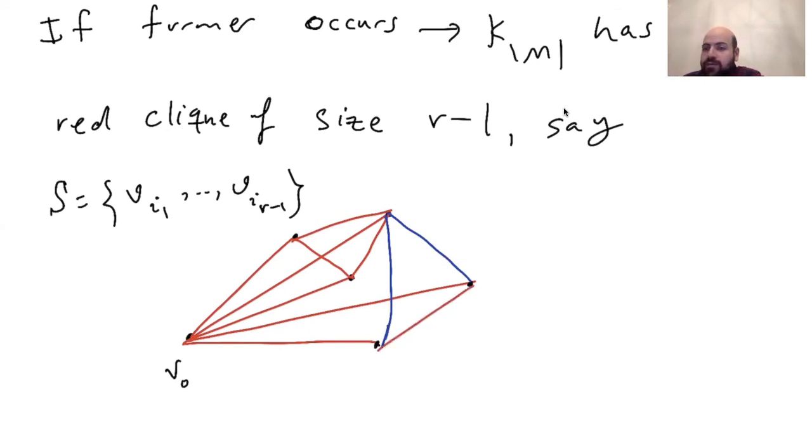So it's all possible that the edges between themselves could be red or blue, but my assumption is that I have a clique of size R minus 1. Once I know that I have a red clique, let's say this is my red clique here. Let me show you with the cursor. So this is a red clique. I called it VI1 to VIR minus 1. So let's say this is my VI1, this is VI2, and this is VI3.